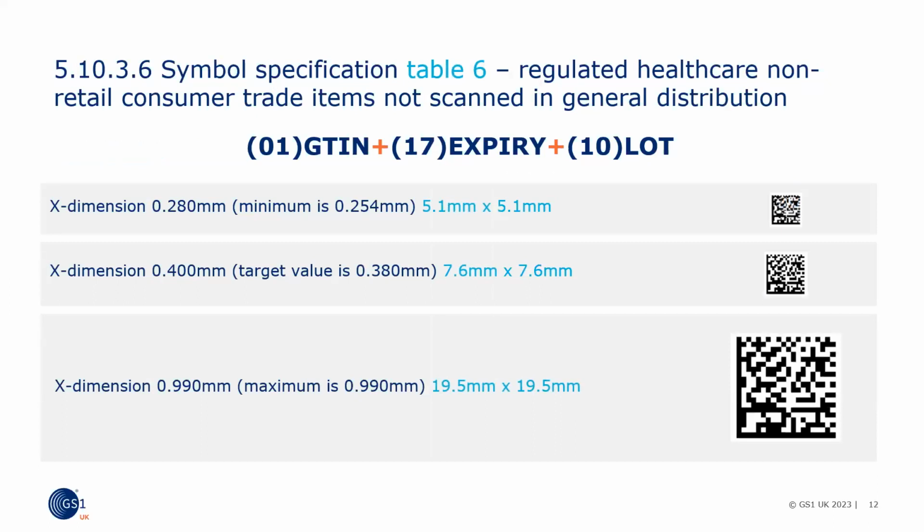For a product that is not going to be scanned in general distribution, the minimum X dimension is 0.254 millimeters, and the maximum X dimension is 0.990 millimeters. This shows the actual size of the GS1 data matrix, capturing the most common combination of data elements, the GTIN, expiry date, and lot. Here we can see that the barcode size ranges from 5.1 millimeters by 5.1 millimeters to 19.5 millimeters by 19.5 millimeters.